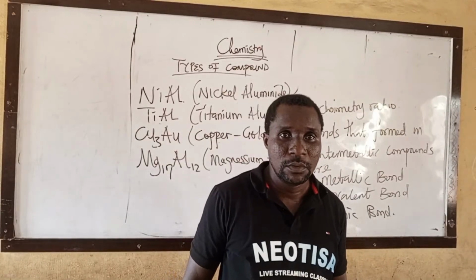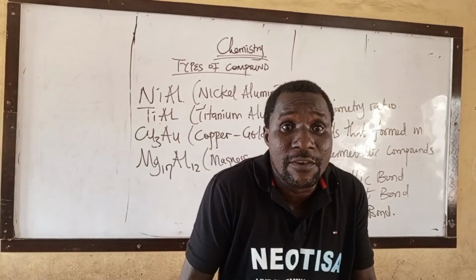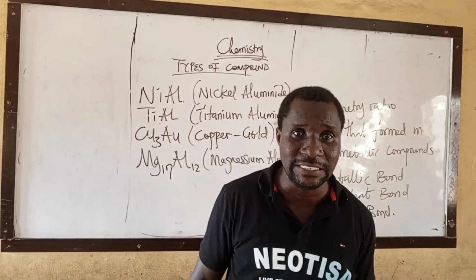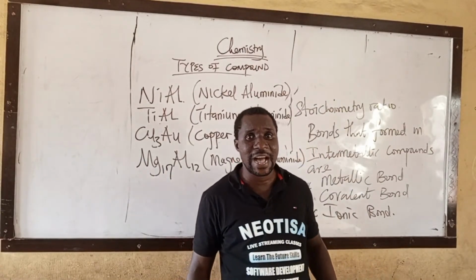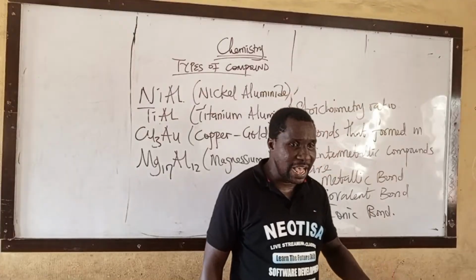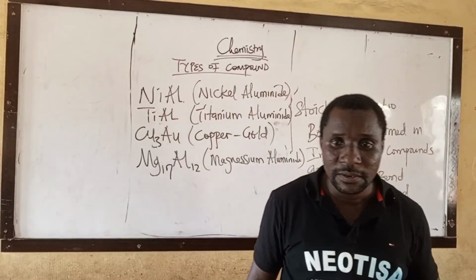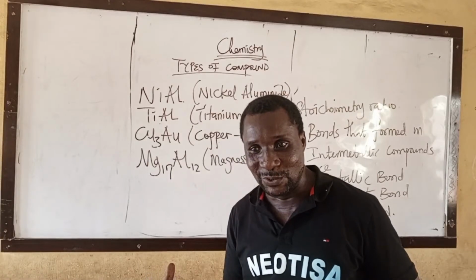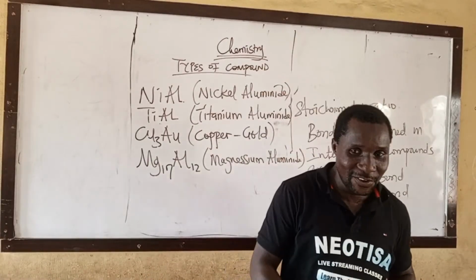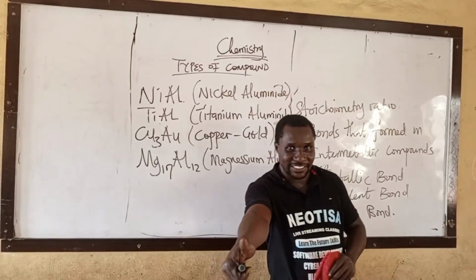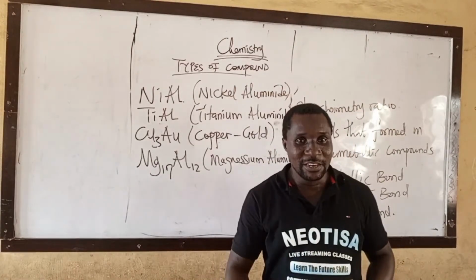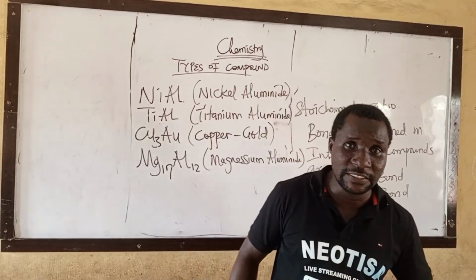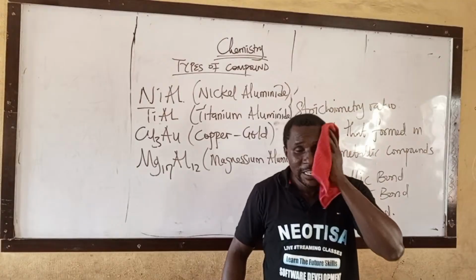Number two, metals are heavy. That means they have high density. Write it down. They have high density, which means they are heavy.